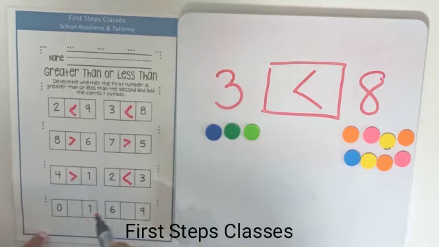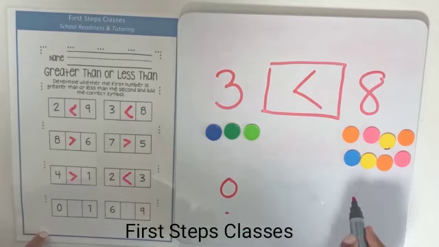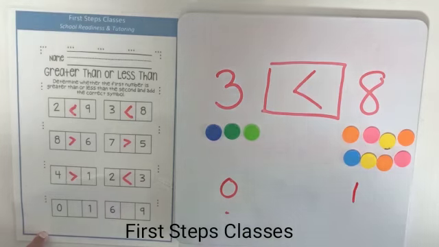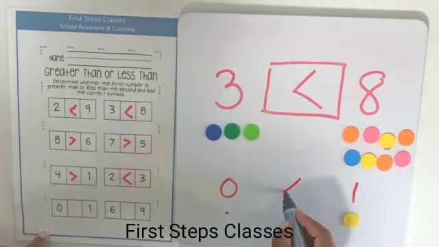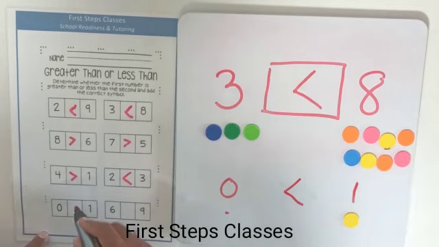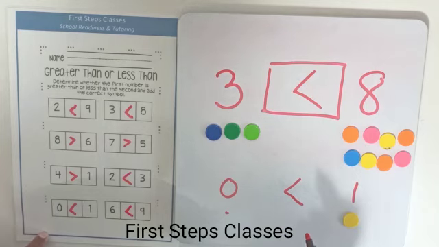Between 0 and 1, so 0 will have nothing here, no counters, and 1 will have just one counter. So what do you think will be the bigger number? Obviously, one counter is bigger, so the crocodile's face faces towards 1. And between 6 and 9, 9 is again a bigger number, so the crocodile's face faces towards 9.